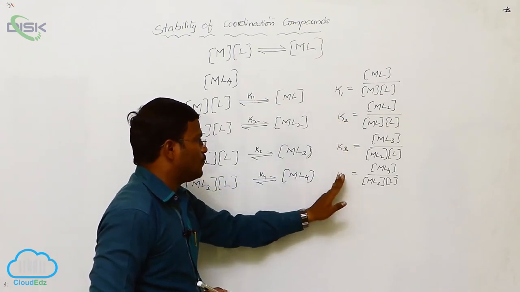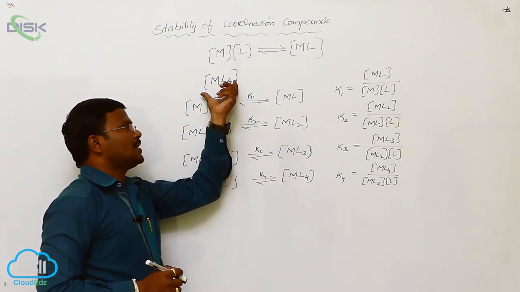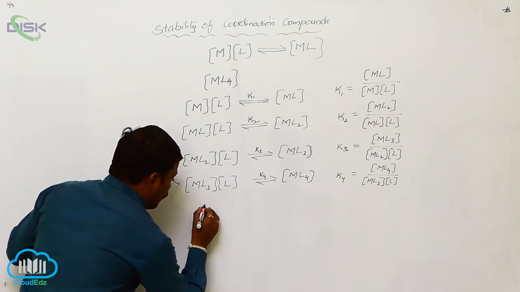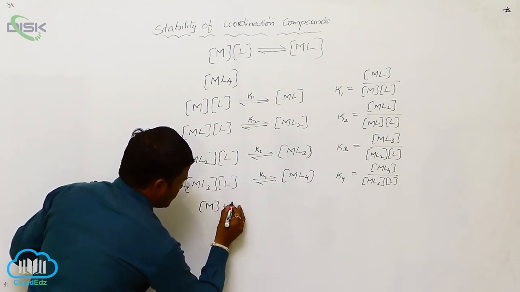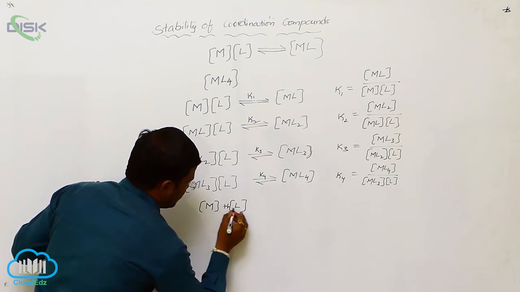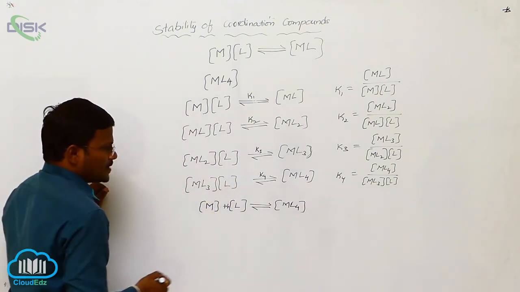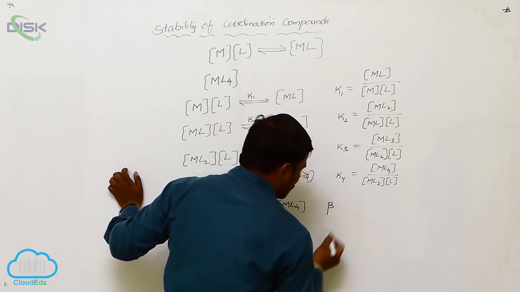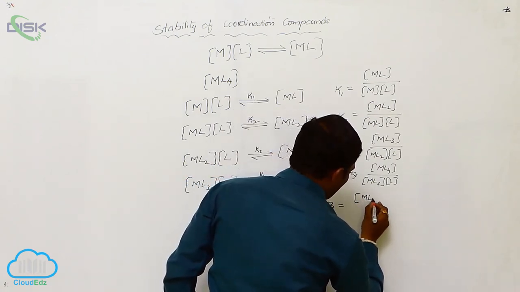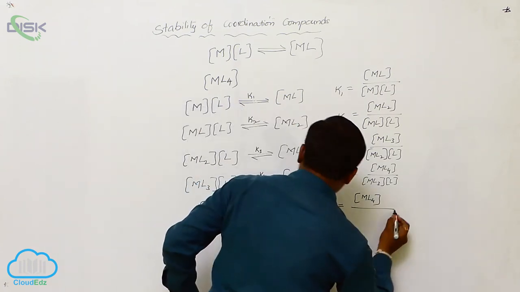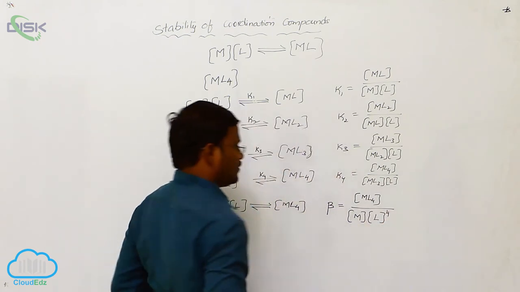So these are stepwise stability constants. K1, K2, K3, K4 are called stepwise stability constants, which help us understand the formation or stability of ML4. The overall reaction will be represented as M plus 4L gives rise to ML4. For this, we can write the overall stability constant, which I would like to call beta. The overall stability constant equals the concentration of the formed metal complex ML4 by the concentration of metal into the concentration of ligands.